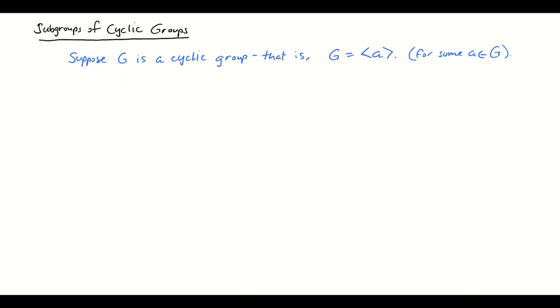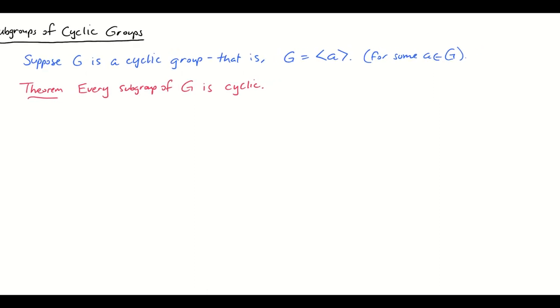The theorem that we're going to prove is that every subgroup of G is cyclic. So if G is a cyclic group, then every subgroup of G is cyclic. That's what we're going to prove in this video.